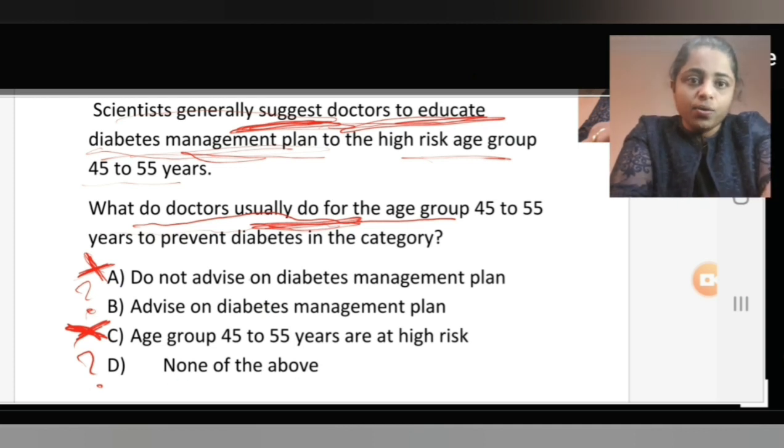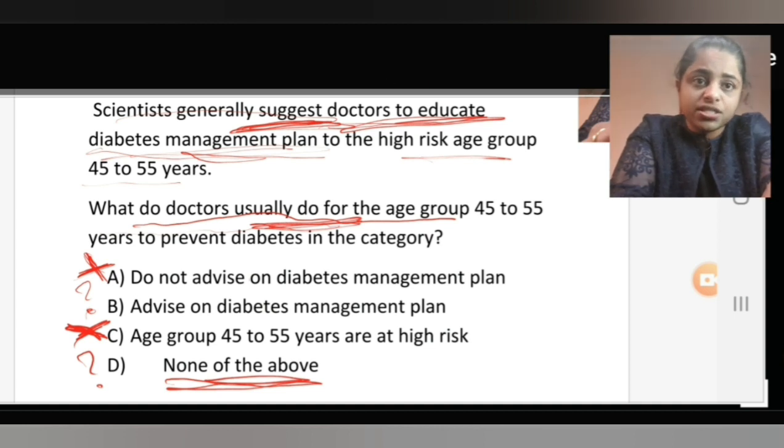So I think the answer is none of the above, because they have just suggested doctors to educate, but are the doctors doing it? We don't know. Are they not doing it? We don't know.